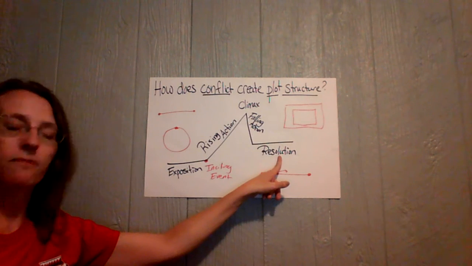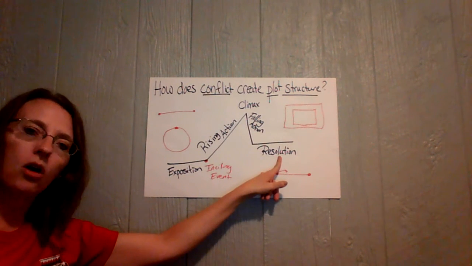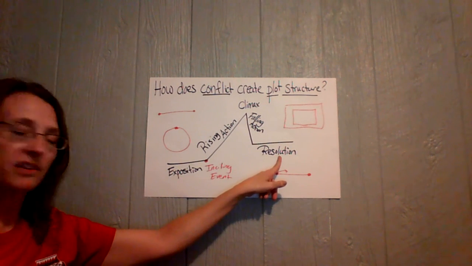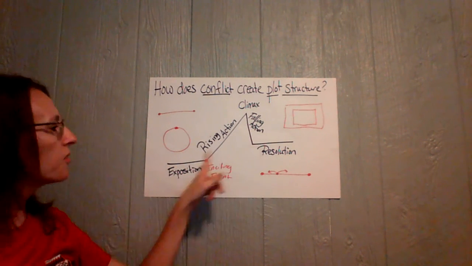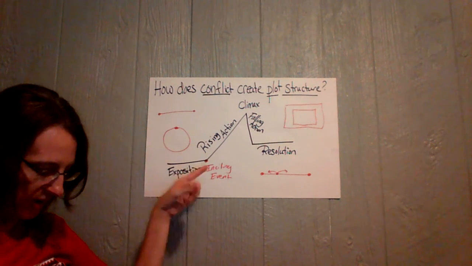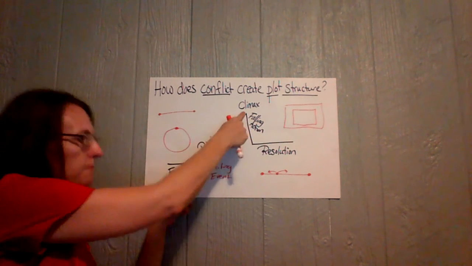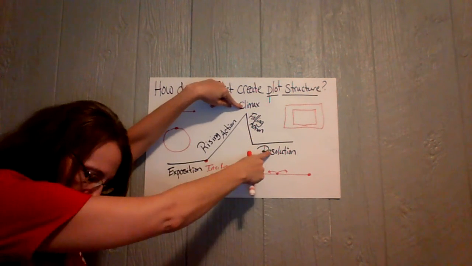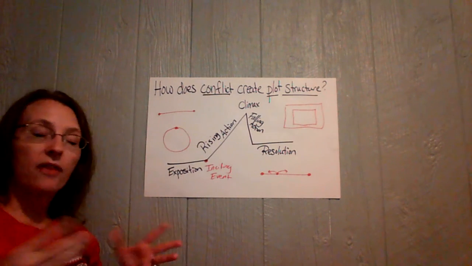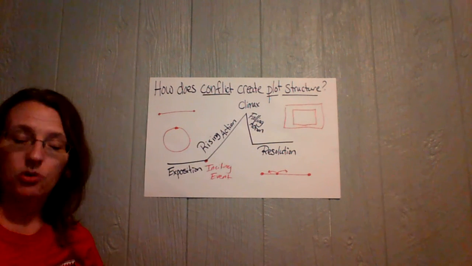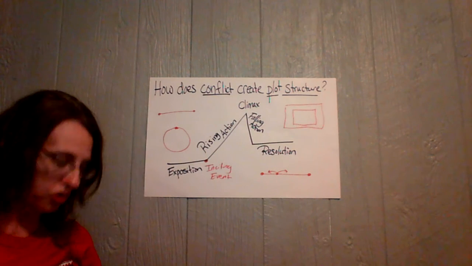And we want to identify the resolution. Where are all of the loose ends of that conflict tied up and resolved? Then what we want to do is we want to fill in the events between the exposition and the climax, and between the climax and the resolution. At that point, we can think about how the story is told, how the story is structured.